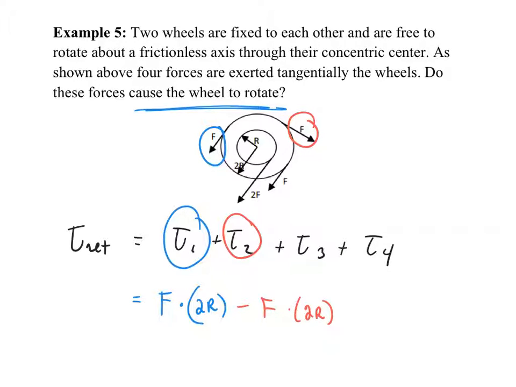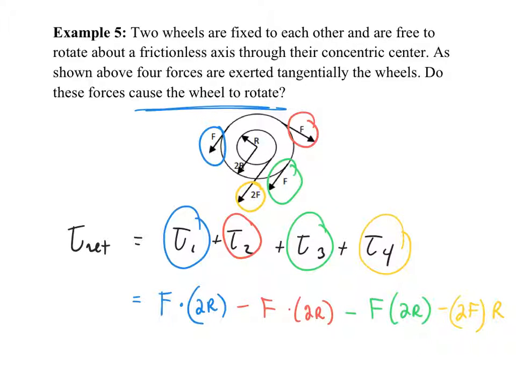To figure out torques 3 and 4, let's use colors again, green. This one is again a force of F causing clockwise rotation, a distance 2r out. And last but not least, this inner force here, that one is the only one with double the force, but the distance out is only r. So that's what my overall equation ends up looking like, which needs to be just simplified.